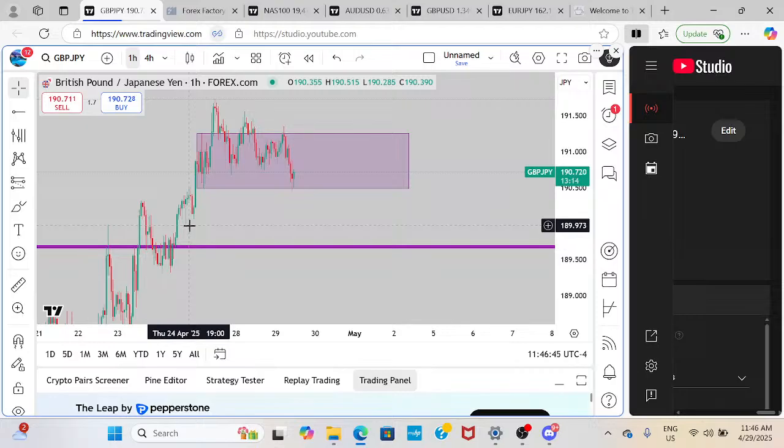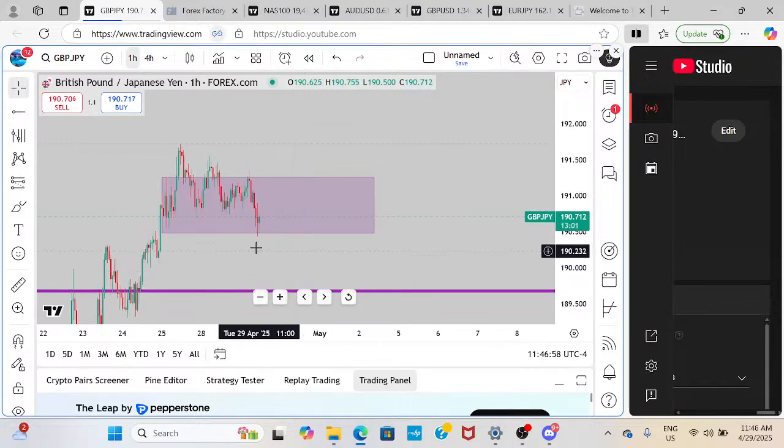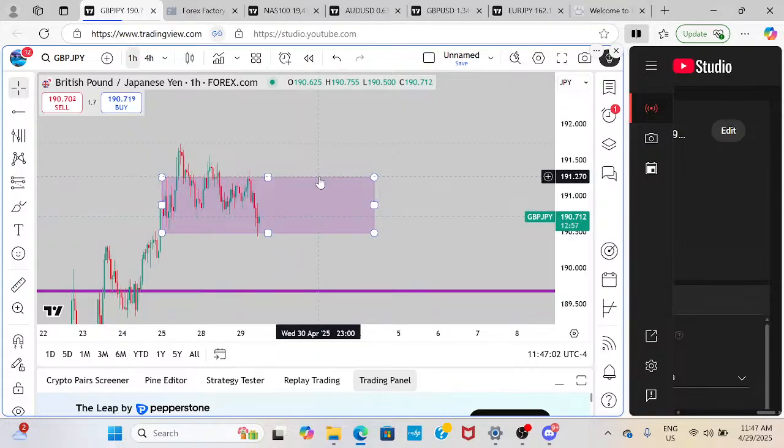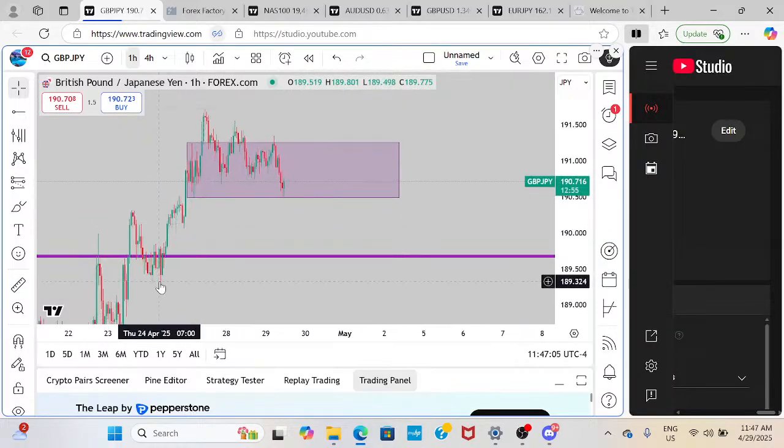Okay, so 189.97 would be a good area to set your stop loss. Okay, if you're entering the buy from the current price level and then you're targeting just up here, then you can set your stop loss there.